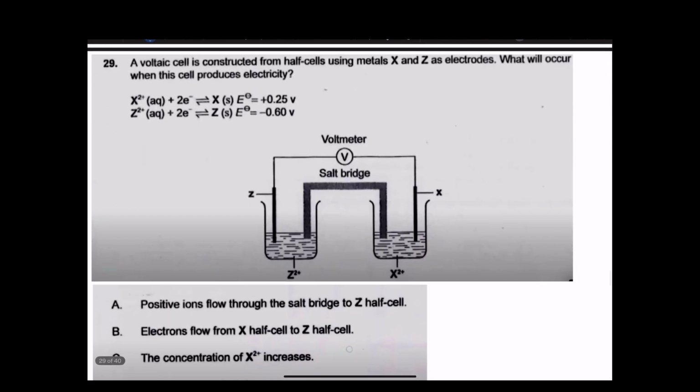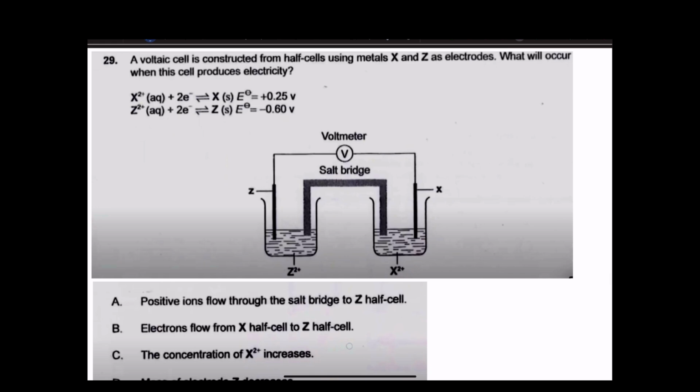Now the next one, 29. A voltaic cell is constructed from half cells using metals X and Z as electrodes. What will occur when the cell produces electricity? For this, I have to reverse the second reaction. And Z gives you Z2 plus and 2 electrons. After this, if I add the cell values, E naught will be 0.25 minus minus 0.6, which is 0.85 volts. So if we have these reactions, then our cell will produce electricity.